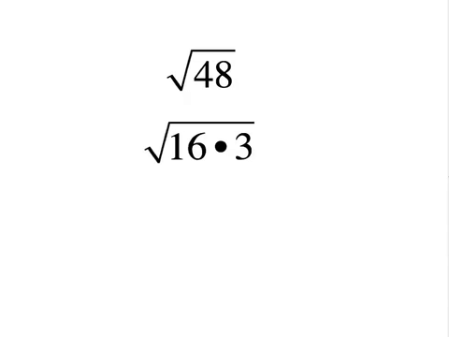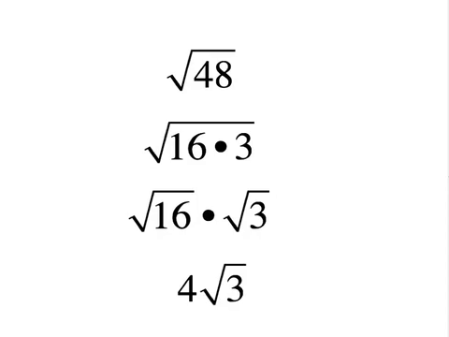And then it turns out we can break it up as shown. The square root of 16 times the square root of 3 is equal to the square root of 48. But the square root of 16 is 4. So we write it as 4 times the square root of 3, often pronounced 4 root 3.